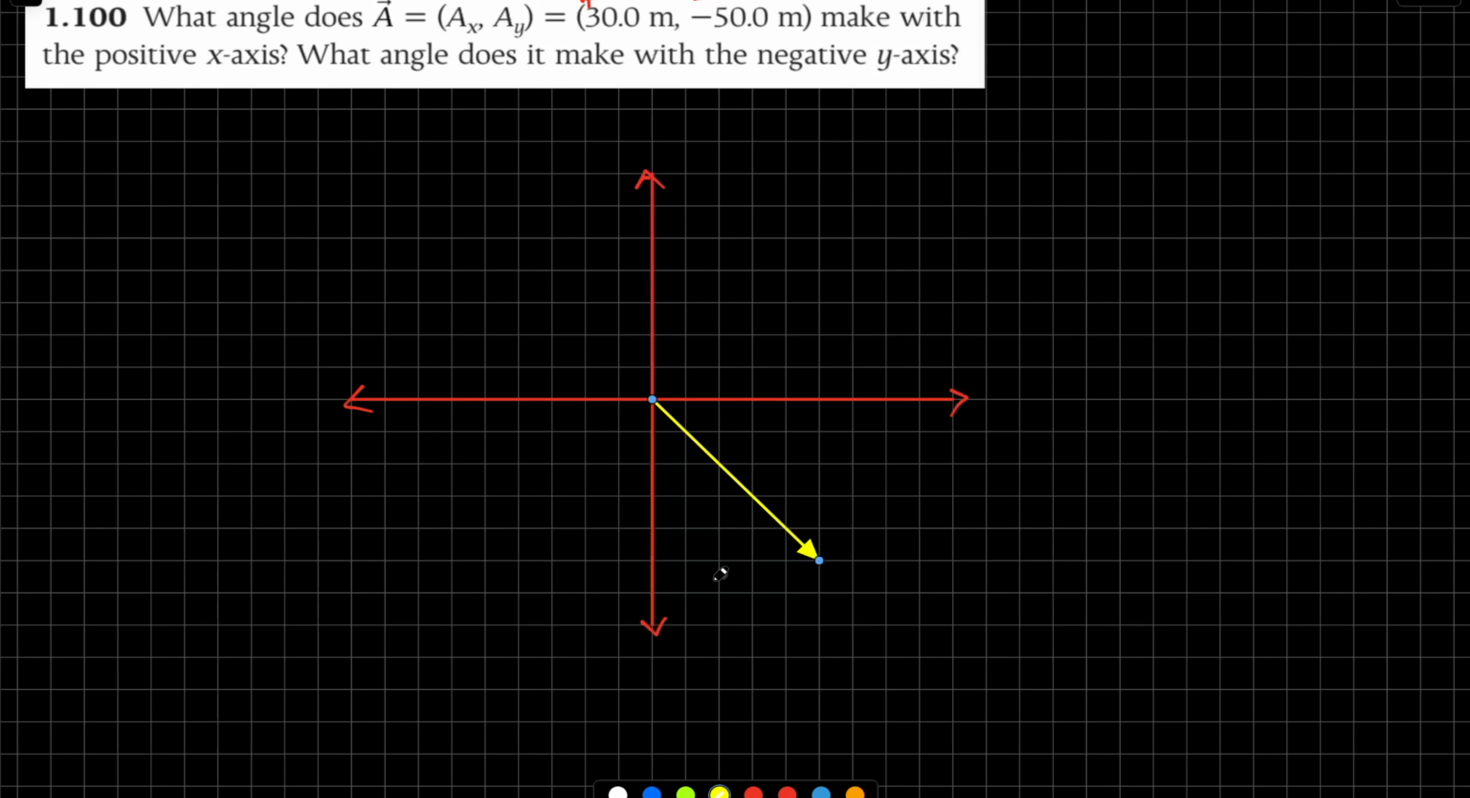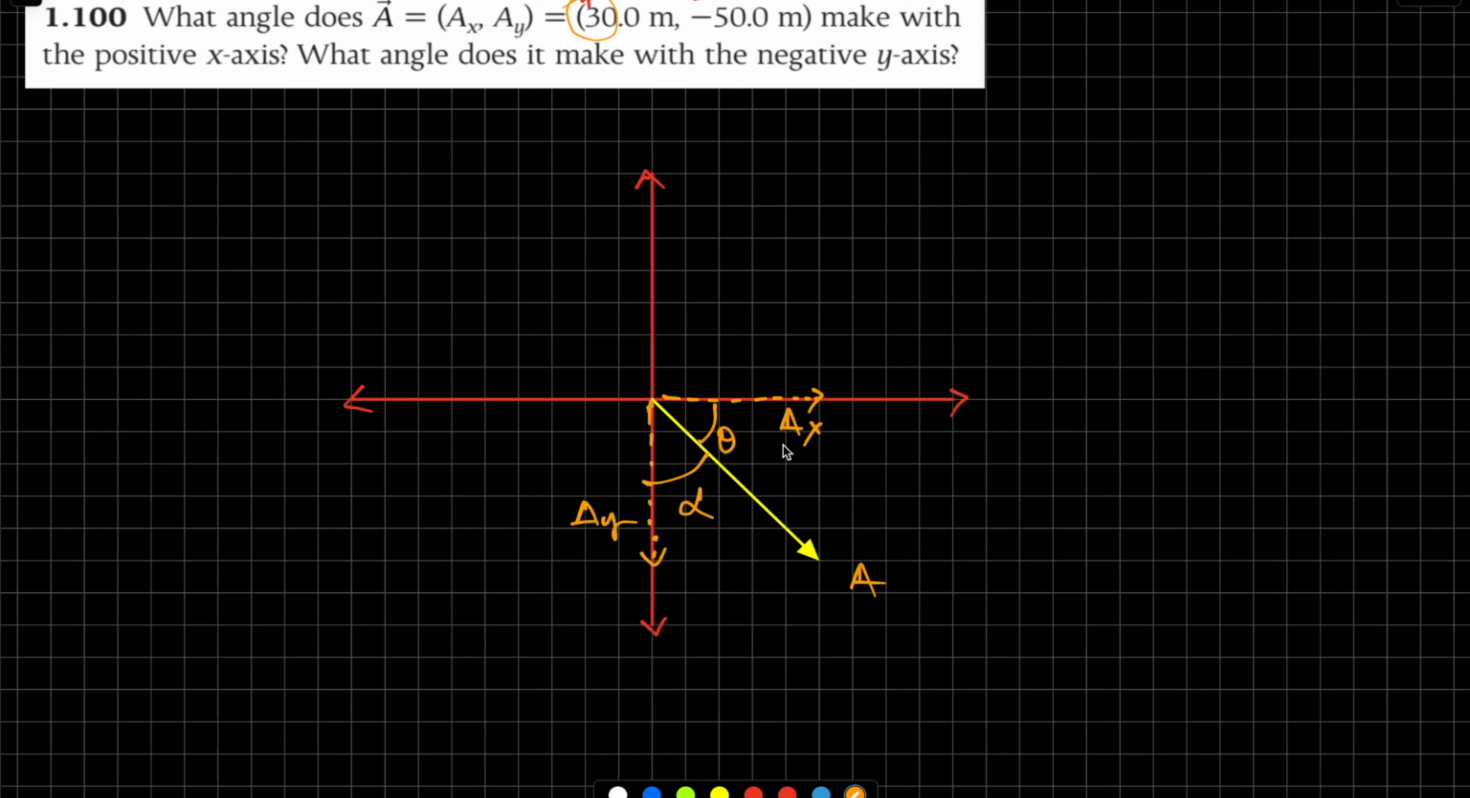If you draw the components of this vector, this is the x component, ax. This is vector A. This is the x component, and this is the y component, ay. Ay is negative and ax is positive. The first question is, what angle does vector A make with the positive x-axis? So we need to find this angle, theta. And the second question is, what angle does it make with the negative y-axis? So this angle, alpha.